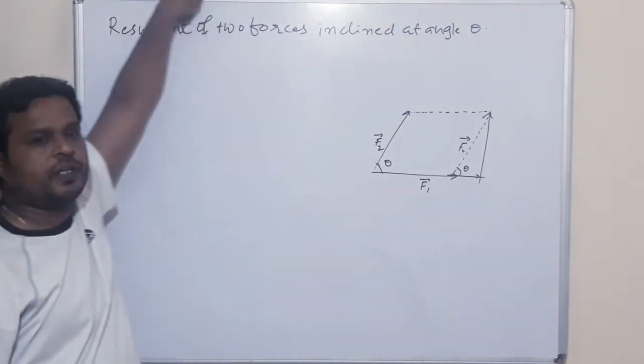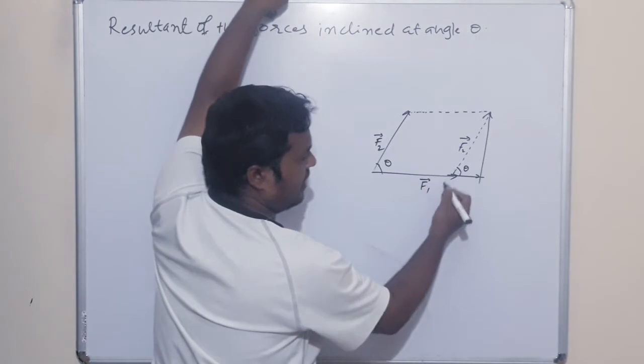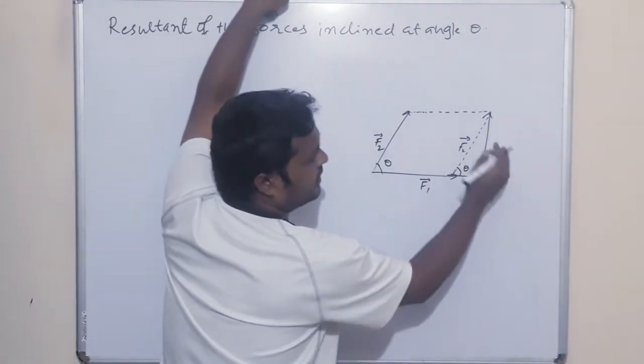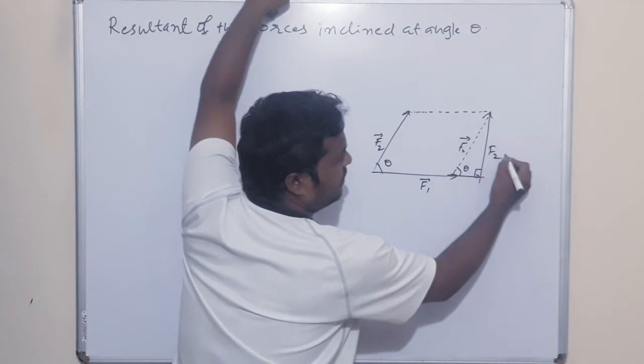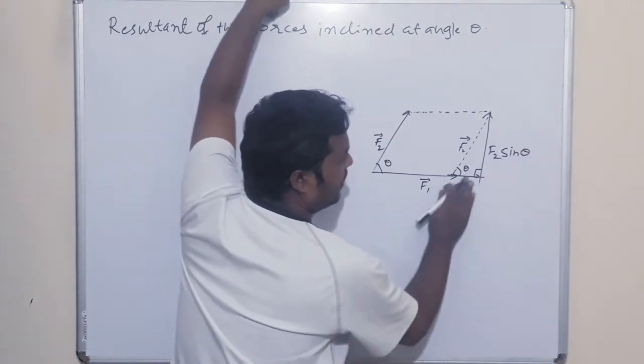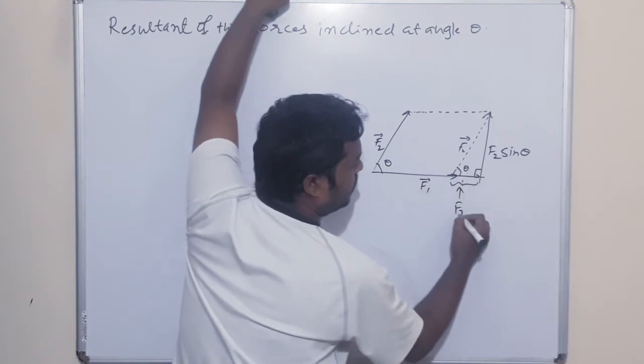This F2 can be resolved into two components. Since this is 90 degree, this is opposite. Opposite means this value will be F2 sin theta and this value, from here to here, will be F2 cos theta.